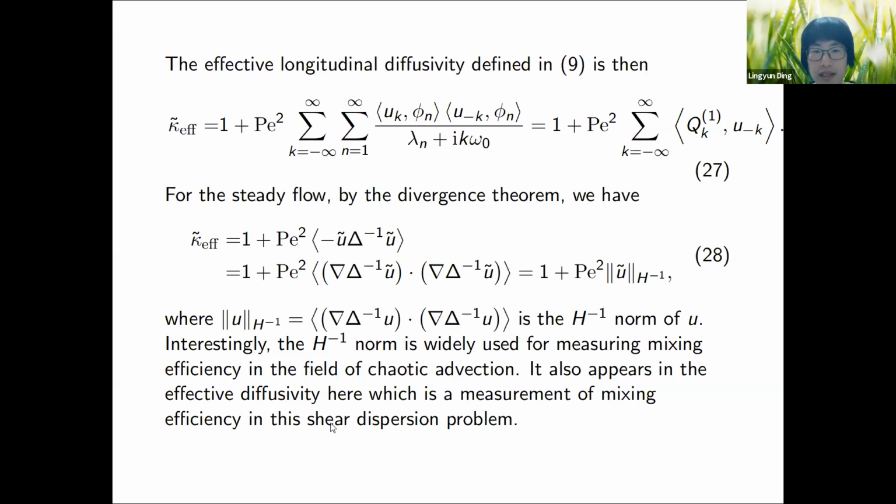Then we can see that the effective diffusivity, which is a measurement of mixing efficiency in our problem, also connects to the H-1 norm of the shear flow. That's why I think this connection is interesting. Okay, so that is for the effective diffusivity.